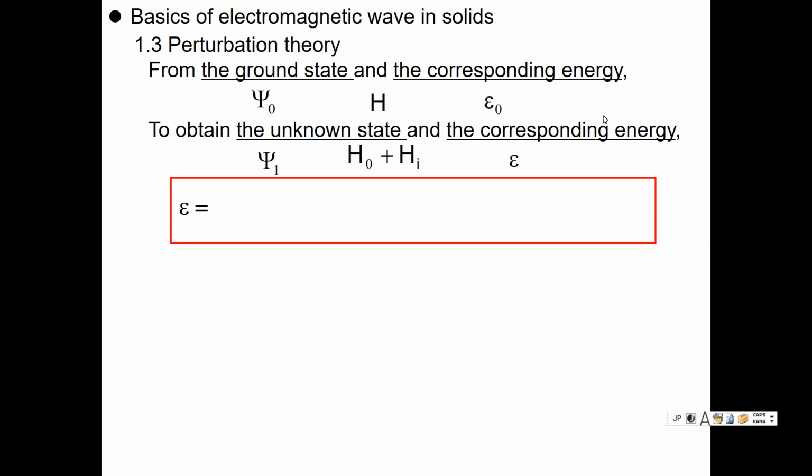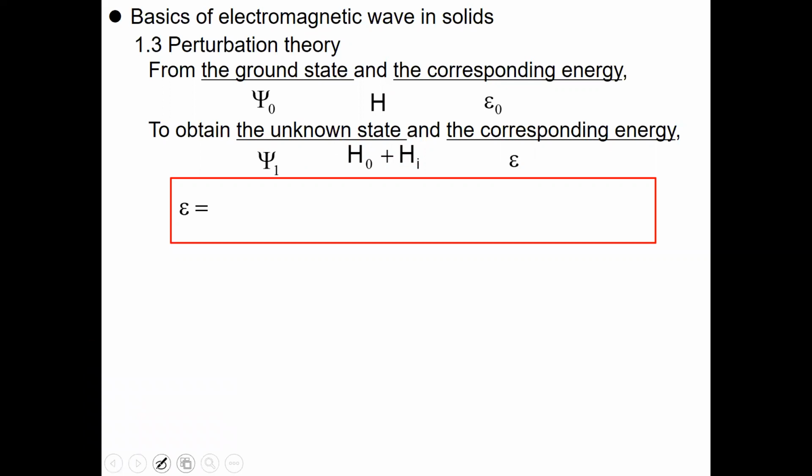So just briefly introduce it: if you know the ground state wave function in the Hamiltonian, and also the corresponding energy, and you want to know the unknown state psi 1 and the new energy epsilon, then when the light is illuminated, not only the original Hamiltonian but also the additional Hamiltonian due to the light irradiation is considered.